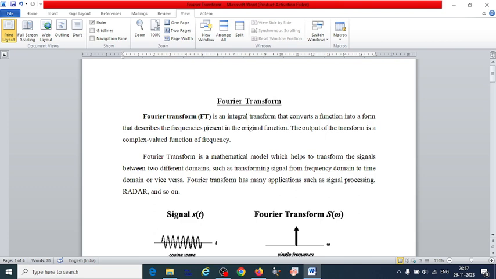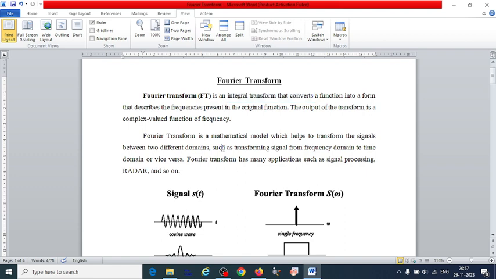Fourier transform. So Fourier transform is an integral transform that converts a function into a form that describes the frequencies present in the original function. The output of the transform is a complex valued function of frequency. So Fourier transform is an integral transform that converts a function into a form that describes frequencies present in the original function. In another way, Fourier transform is a mathematical model which helps to transform signals between two different domains, such as transforming a signal from frequency domain to time domain or vice versa.